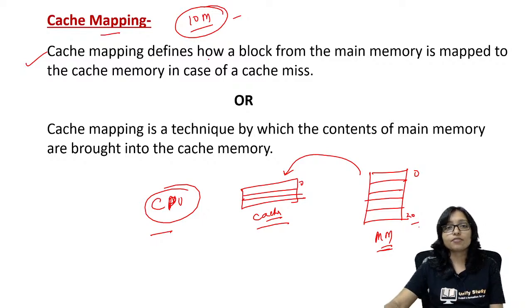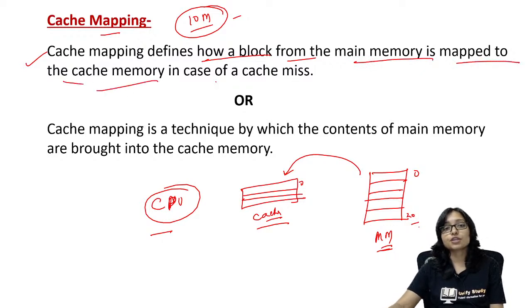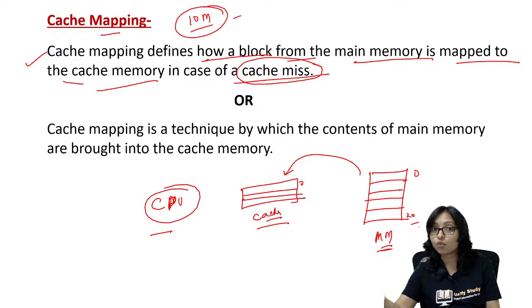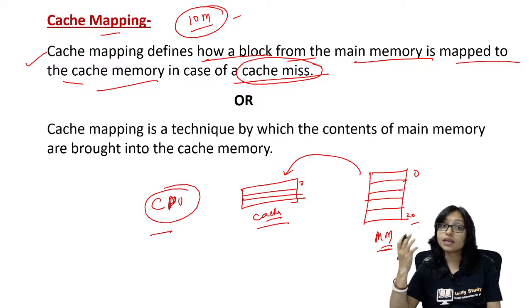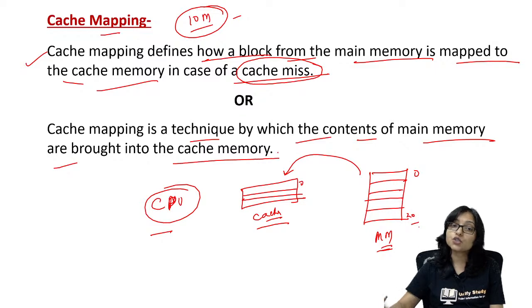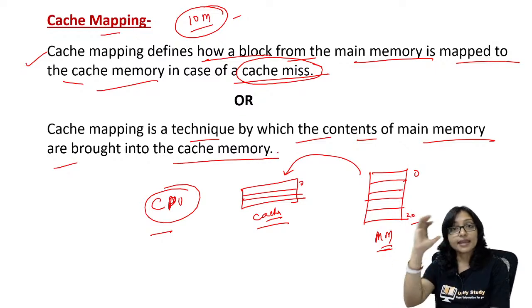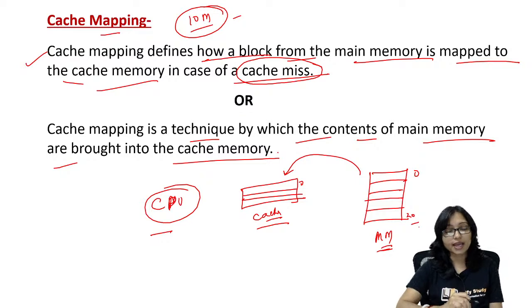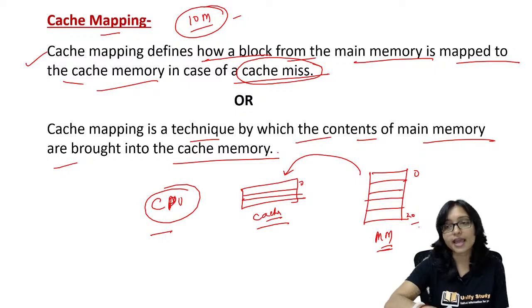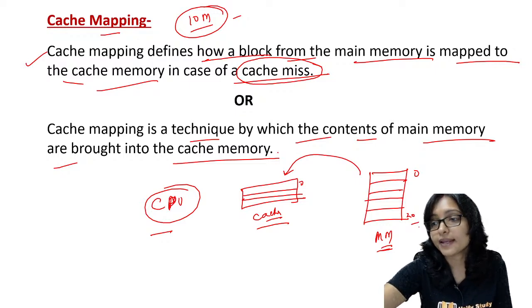So, cache mapping defines how a block from main memory is mapped to the cache memory in case of a cache miss. When there is a cache miss, it is not available in the cache. Now, where will it be available? In the main memory, here. So, cache mapping is a technique by which contents in the main memory are brought into the cache memory. Here, I have to take content into the cache memory. Now, where to place it? The cache mapping will help you place it.